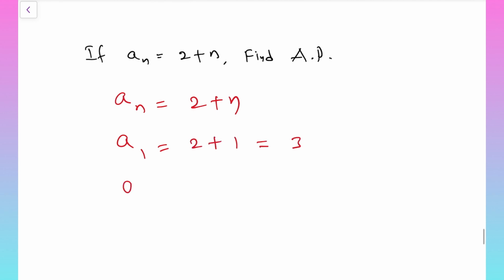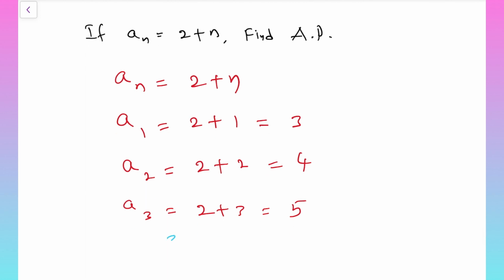Then I am going to find out the second term. A2 is equal to 2 plus 2, that is 4. Then coming to the third term, A3 is equal to 2 plus 3, that is equal to 5. Then he is asking to write it as the arithmetic progression, right? So the first term is 3, comma, second term is 4, comma, third term is 5, comma, and so on. This is the arithmetic progression.